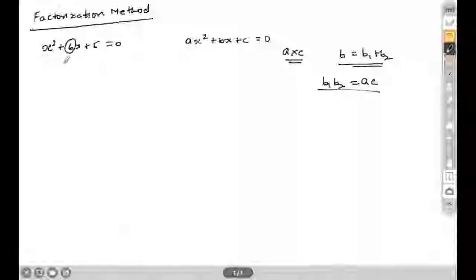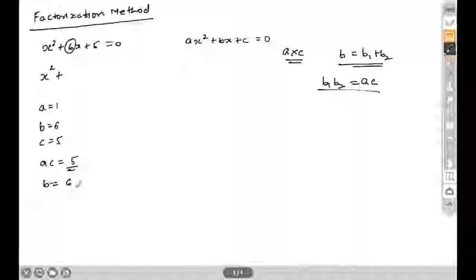Now, x square plus 6x plus 5. What is a here? The value of a, let me write, is 1. The value of b is 6 and c is 5. So ac is equal to 5, correct? Now, b is equal to 6. I have to break 6 into two parts such that b1 plus b2 is 6, and the product b1 times b2 must be equal to ac, which is 5.